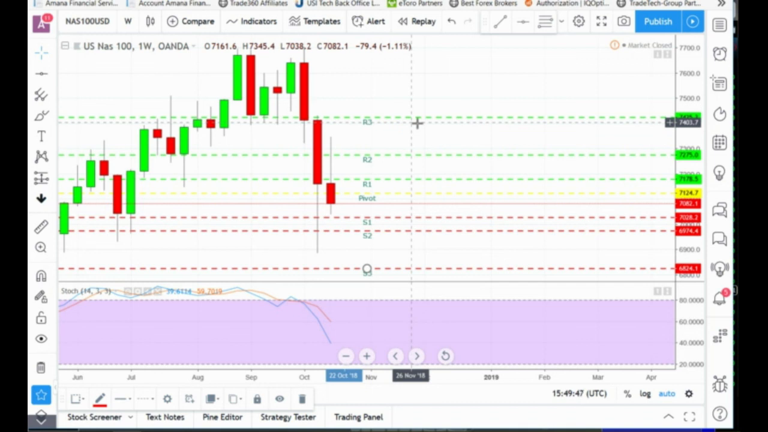We will see, and it will try to achieve a minimum of S1, which is at 7028, or it might break this level of S1 as in the previous week, and try to attain at least 6974.4. So I am bearish at the moment on Nasdaq 100, and as it's below the pivot, I would prefer that overall the week will go at a bearish momentum.